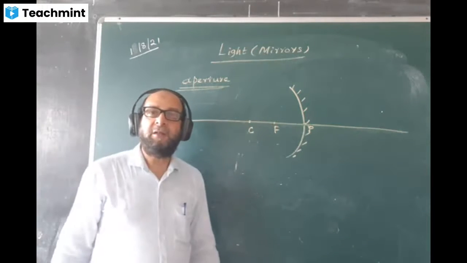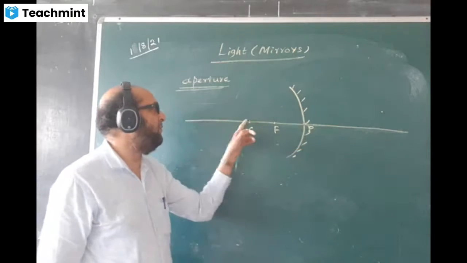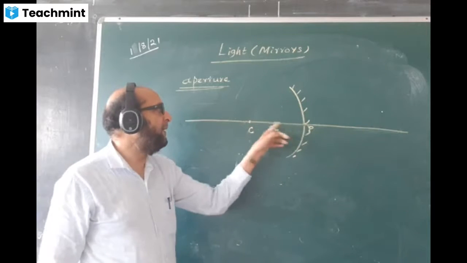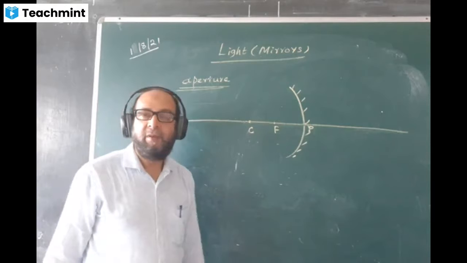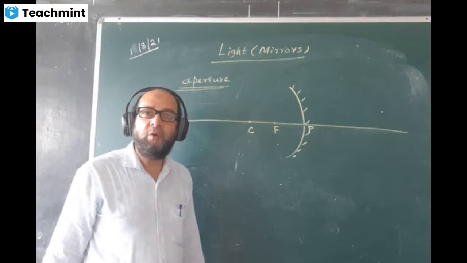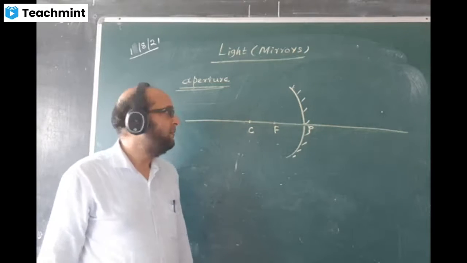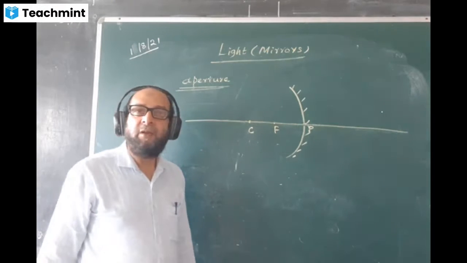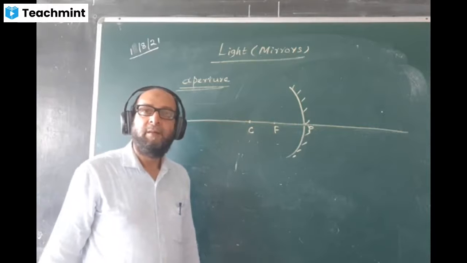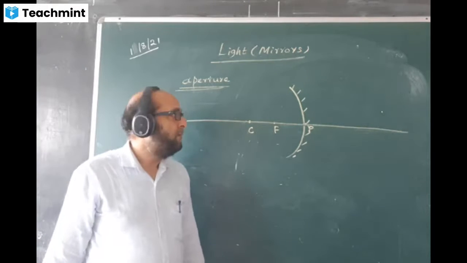Where should I write capital R? The distance from P to C will be R. The distance between P and F will be small f, and small f is equal to R by 2. Understood? So till here, all clear?